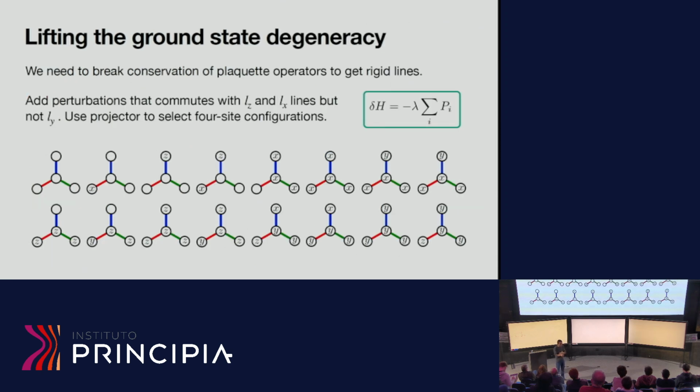Okay, and then in this notation, we can kind of understand the perturbations that we have to add to lift the ground state degeneracy. So essentially, we want to get rid of the local conservation of the plaquette operators because they're responsible for the extensive ground state degeneracy, but we want to keep the lines, which are rigid. We don't want them to be topological anymore. So this will give us some constraints on the mobility of the excitations. And this is really by design.